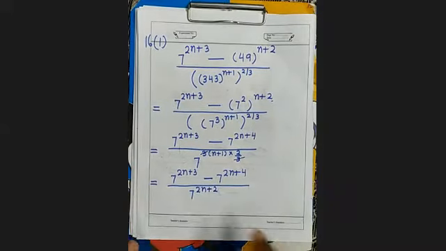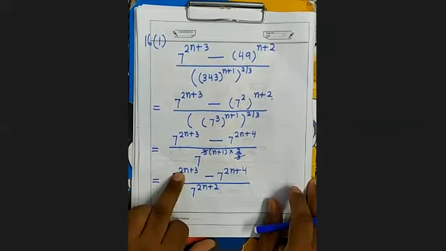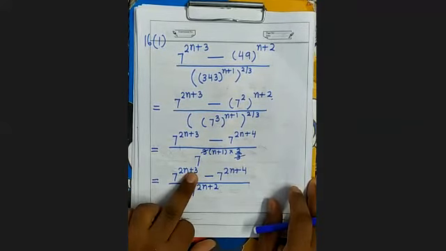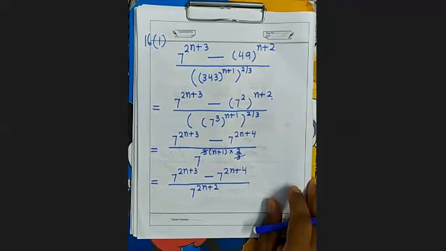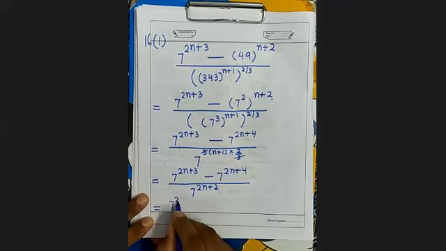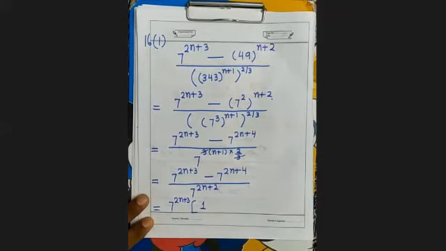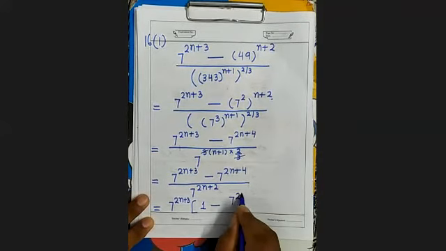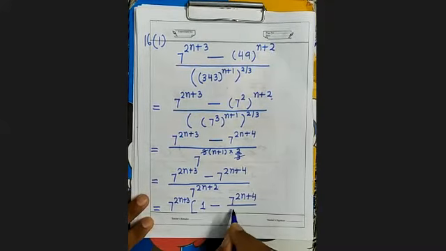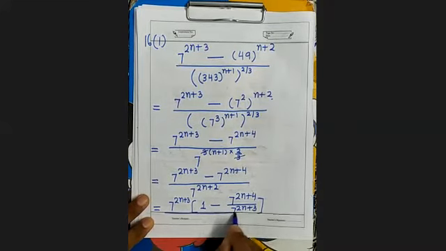Now see here, if you look at the numerator, whether 2n plus 3 is bigger or 2n plus 4 is bigger. So you will find that 2n plus 4 is bigger, so you take out 7 to the power 2n plus 3 common. When you take out common from here, what will you get? 1 minus, here you will get 7 to the power 2n plus 4 upon 7 to the power 2n plus 3, divided by 7 to the power 2n plus 2.